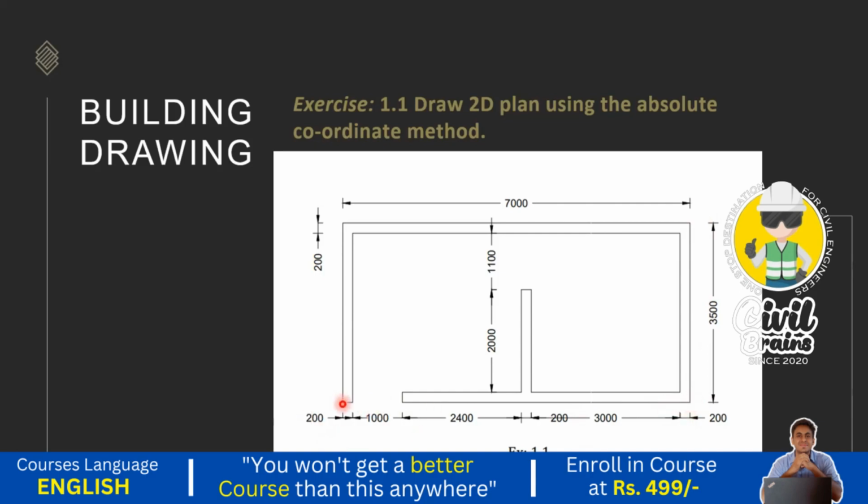So this is 0 comma 0, if we consider it. Next, this point, the next point, and the next point. Or else we can do it this way: if we consider 0 comma 0, then what happens?